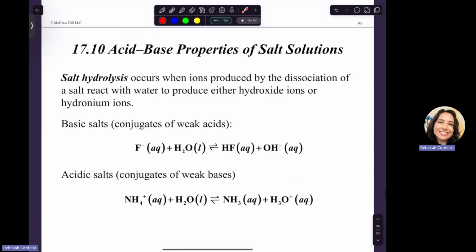The next topic is the acid-base properties of salt solutions. So salts are ionic compounds that we get from acid-base reactions, but you can kind of think about them as ionic compounds because there are many of them that can be made. So ions produced by the dissociation of salt with water either make hydroxide or hydronium. And so we call this hydrolysis, meaning the separation or reaction with water.